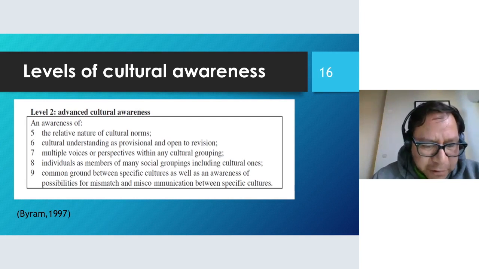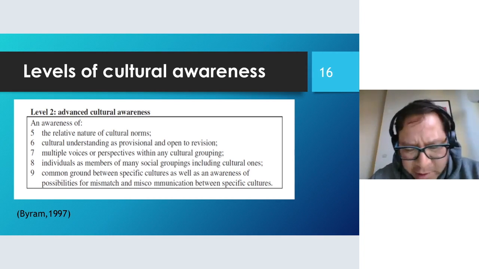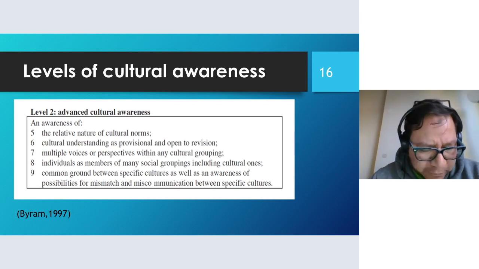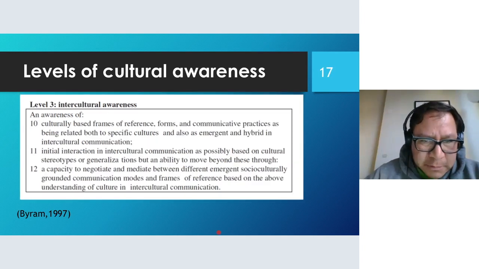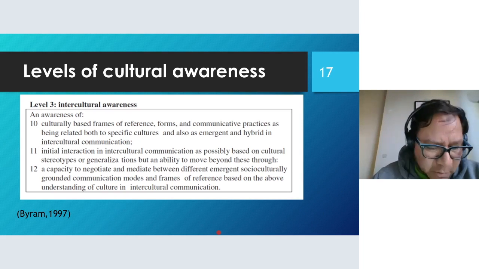Level number two refers to where these cultural norms are coming from. Who belongs to this culture, if not a group of individuals with an array of experiences that are open to revision? And level number three refers to how these cultures interact and recognize the hybridity of different cultures as non-static and non-binary constructs, grounded on the possibilities for negotiation and understanding differences and commonalities.